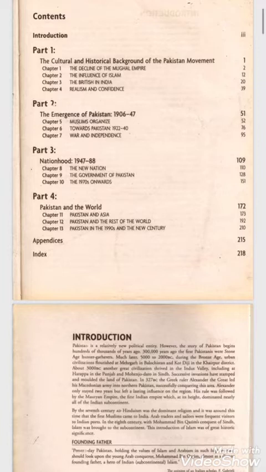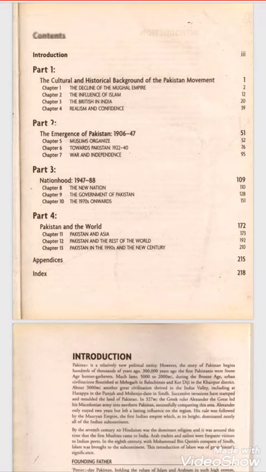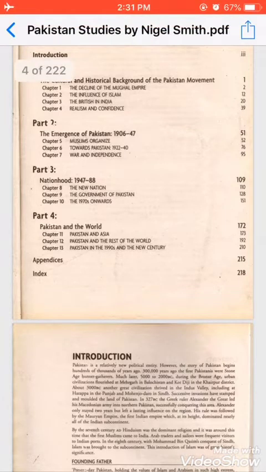In part 4, we're going to discuss Pakistan and its relationship with the world. That includes Pakistan in Asia, Pakistan in the rest of the world, Pakistan in the 1990s, and the new century. These are some of the most focused aspects that we're going to discuss in our lectures. The purpose of studying this course is to make you all realize the importance of history, why history is important, what impact it has on us, its importance, why it is necessary. All these things are going to be discussed.